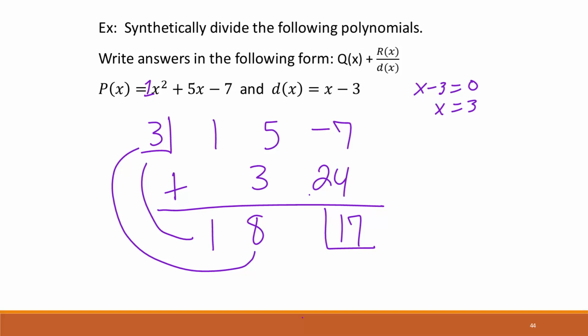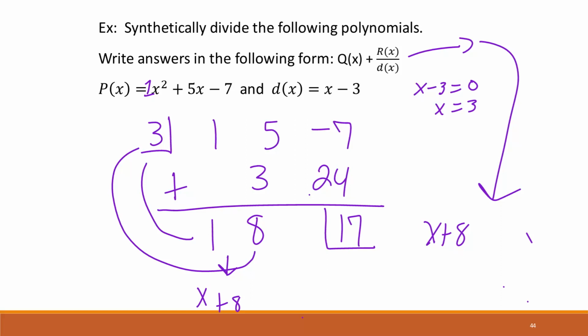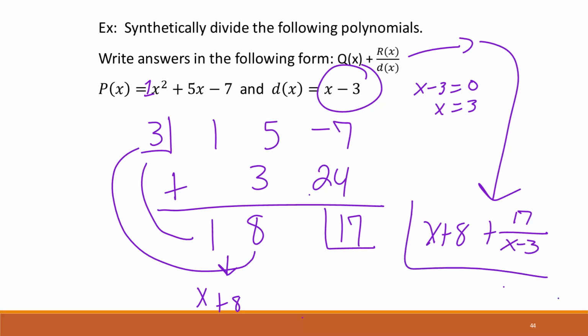So then my solution in this form, I'm going to write it down here, is x plus 8, because that's all you're doing here. This becomes 1 less here. We had an x squared, so we're going down 1. So x plus 8 is from here, plus 17 over our original divisor, x minus 3. So this is our final answer.